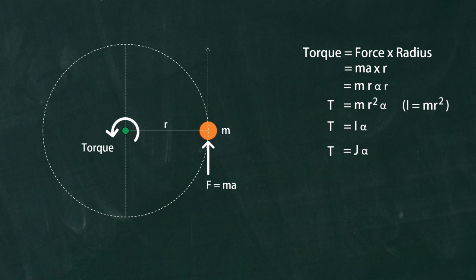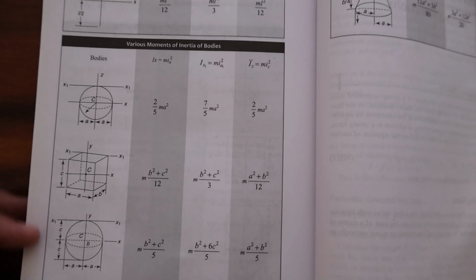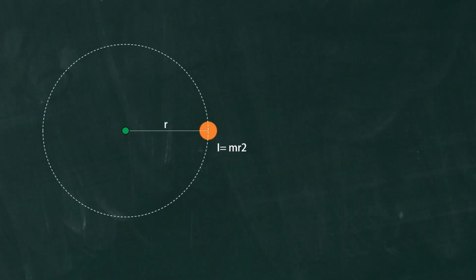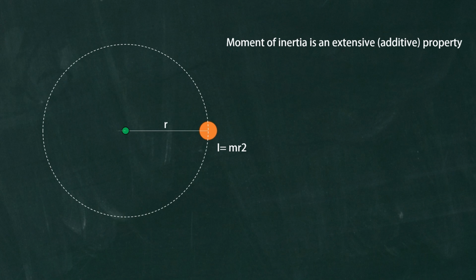If you are wondering, if I equals mr², then why do different shapes have different moment of inertia formulas? Why not just mr²? So let me break this down a bit. First up, the moment of inertia is an extensive property, or additive property. So if there are two masses instead of one, then the moment of inertia will simply be 2mr².